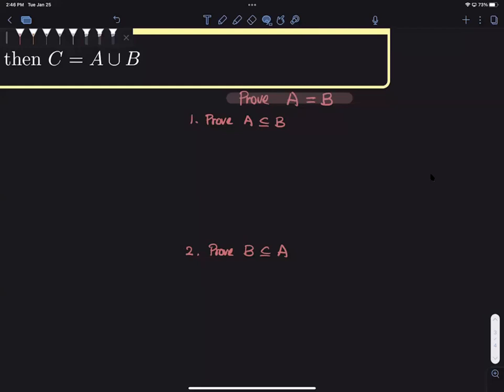But we're not going to check every single element. Instead, we'll just pick an arbitrary element from A. So what we're going to do is suppose X is an element of A, and then you need to use your set operation definition. Eventually, if you can get X is also in B, then you prove that A is a subset of B.